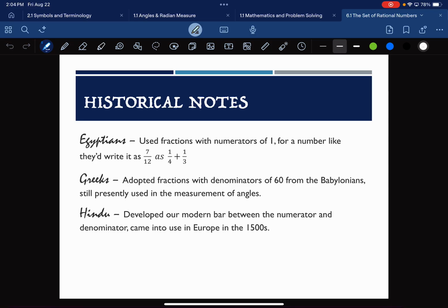Our number system, we talk about this in one of our other elementary math classes, is actually the Hindu Arabic numeration system, developed by the Hindu and made widespread by the Arabic. And the fraction bar that we use was actually developed by the Hindu. It came into strong use, like we see it used more prevalently when we get to Europe in the 1500s, but it was developed much, much earlier than that with the Hindu.